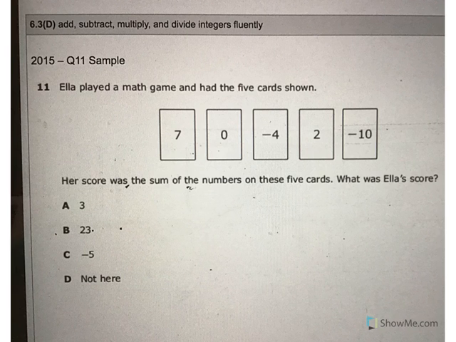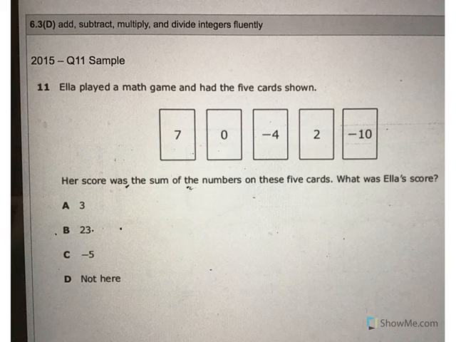All right. Next question. Ellie played a math game and had the 5 cards shown: 7, 0, negative 4, 2, and negative 10. What was the sum of these 5 cards? So I need to find the sum, and again, the sum needs to add. So we're just going to go in order from left to right. That's the easiest way to do it. Add these numbers up and see what we get.